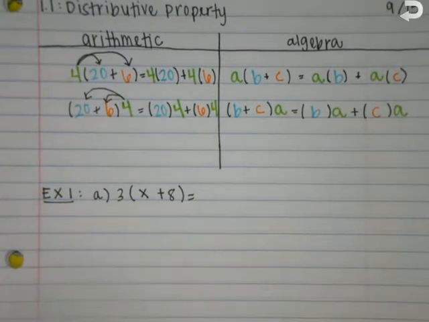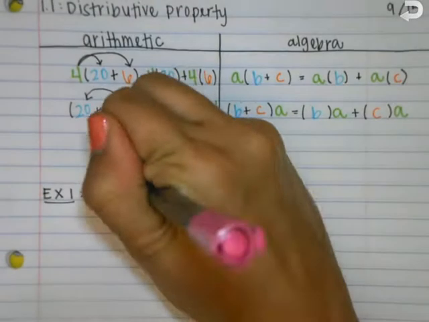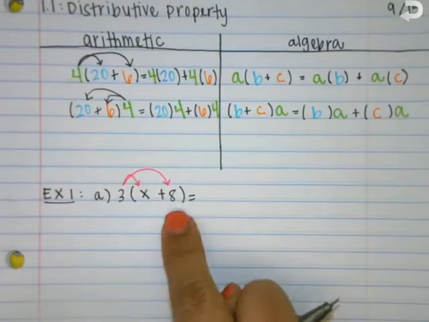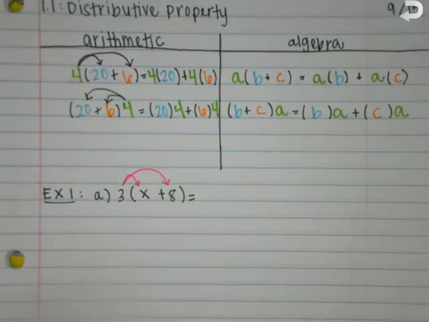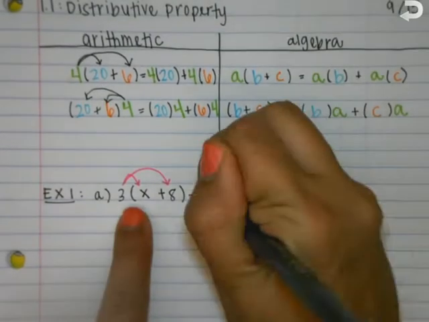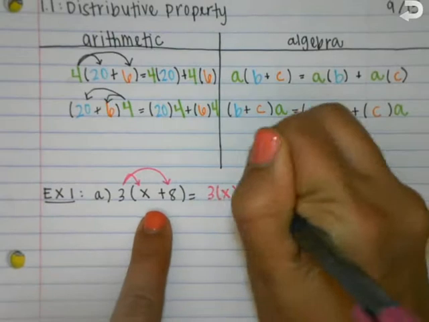Here's how I want you to show your work. So what I see right now is a distributive property. So I'm going to distribute the 3. So I want you to draw the arrows so I know that what you're doing is multiplying. And I want you to write all the steps out. So this is the same as saying 3 times x plus 3 times 8.